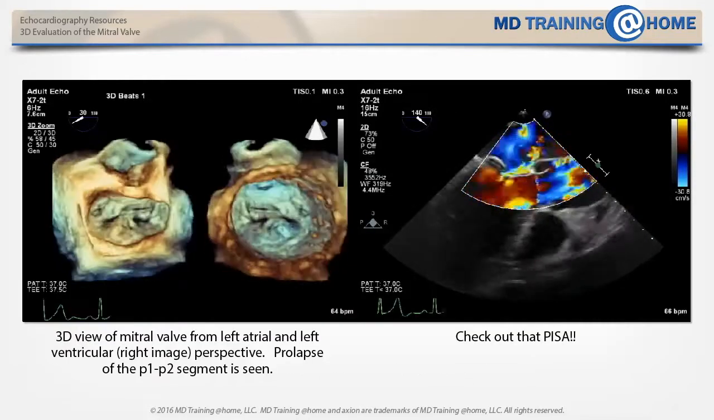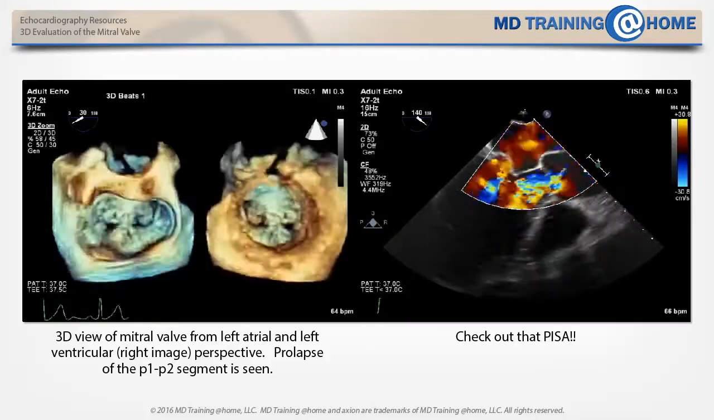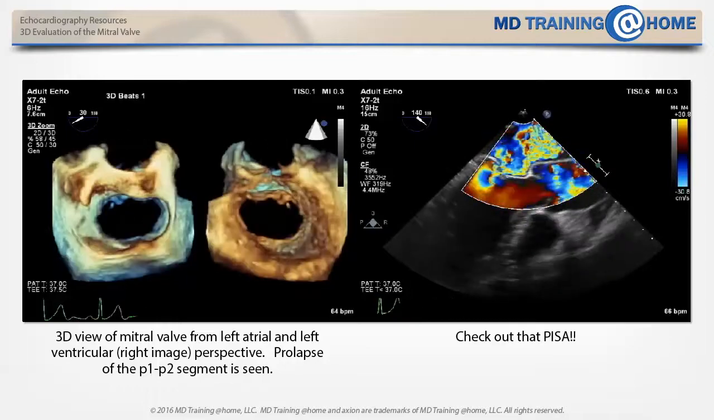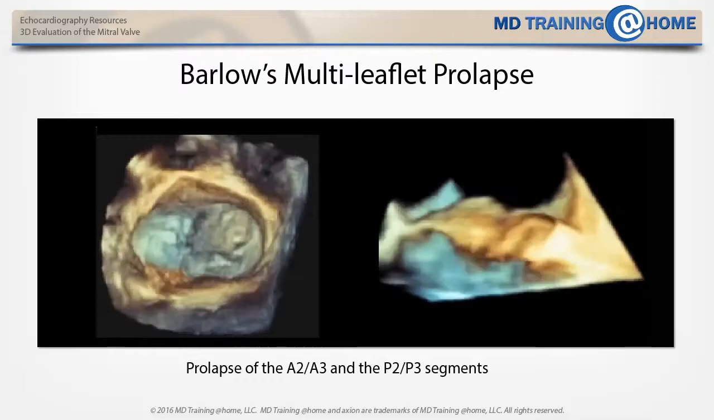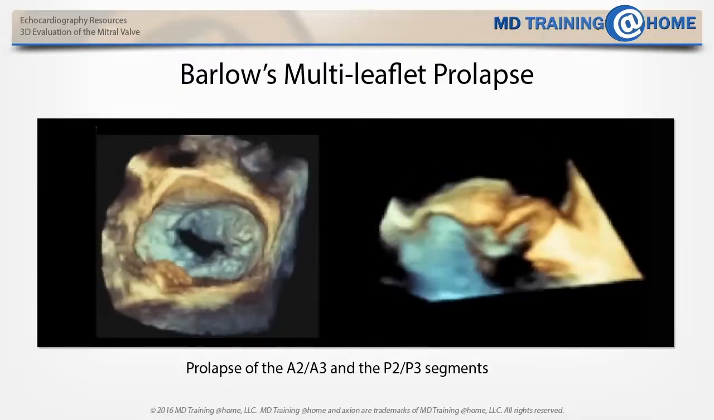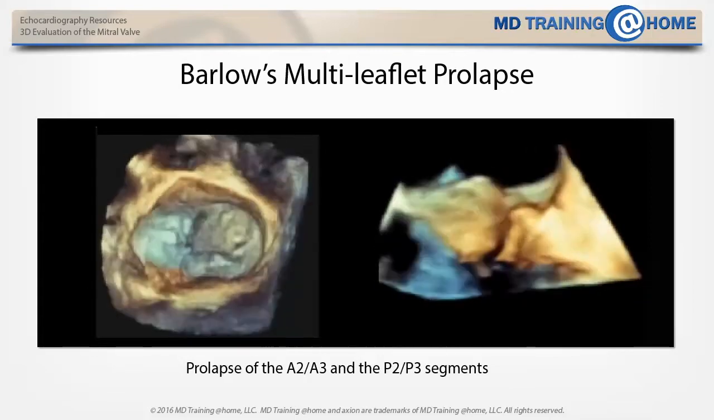In the dataset to the left, prolapse of the P1-P2 segment is visualized. On the right, please note the proximal isovelocity hemispheric surface area. Degenerative or myxomatous disease is the most common etiology of mitral valve prolapse. Patients with Barlow's disease are generally less than 60 years of age at the time of surgical referral.